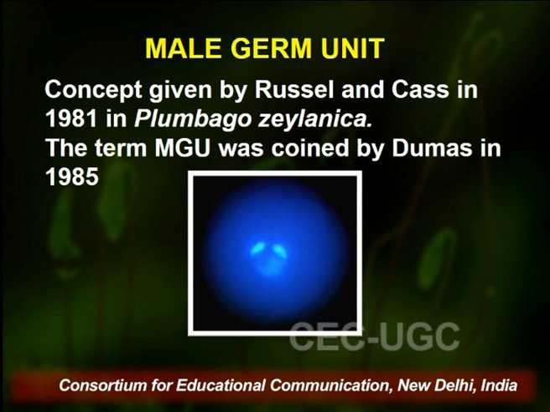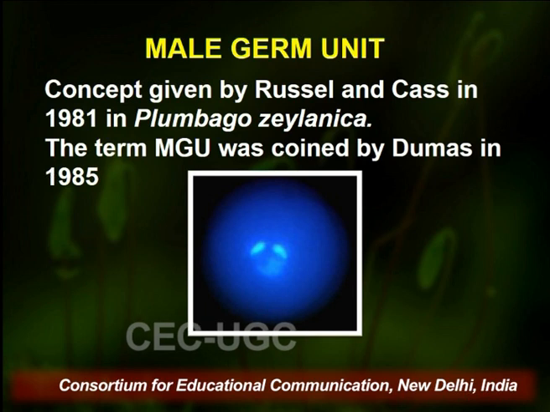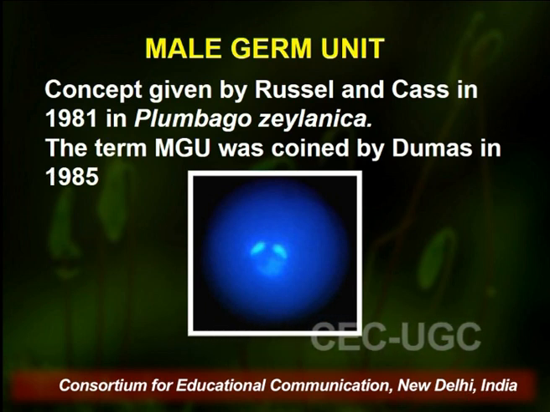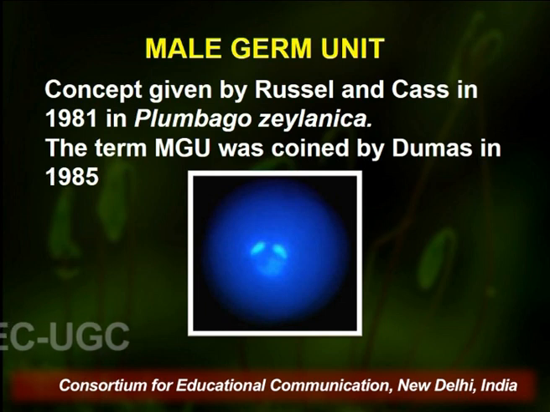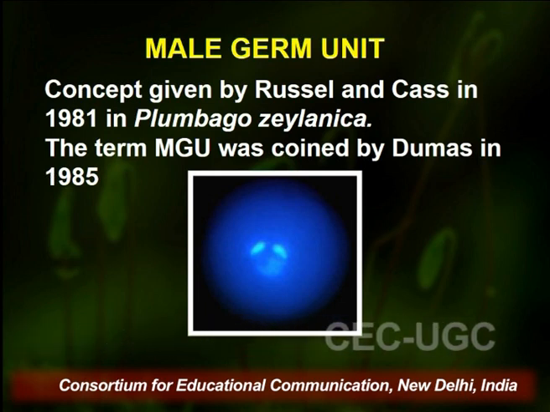You would want to know what heterofertilization is. Heterofertilization is when fertilization takes place by two different sperms from two different pollen grains. So if they remain together as a unit, then the chances of heterofertilization are less. The concept of this male germ unit was given by Russell and Kaas in 1981 in Plumbago zeylanica.